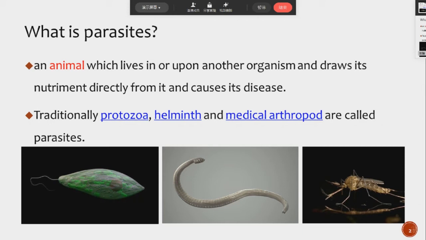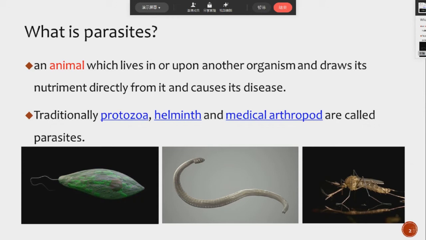And some of them, like this one, what's this? Mosquito, yeah, this one is a mosquito. And maybe flies and ticks are also multicellular organisms. They can parasitize our body surface, or suck blood and transmit disease. These types of parasites, we call arthropods. If they transmit disease, we call them medical arthropods.